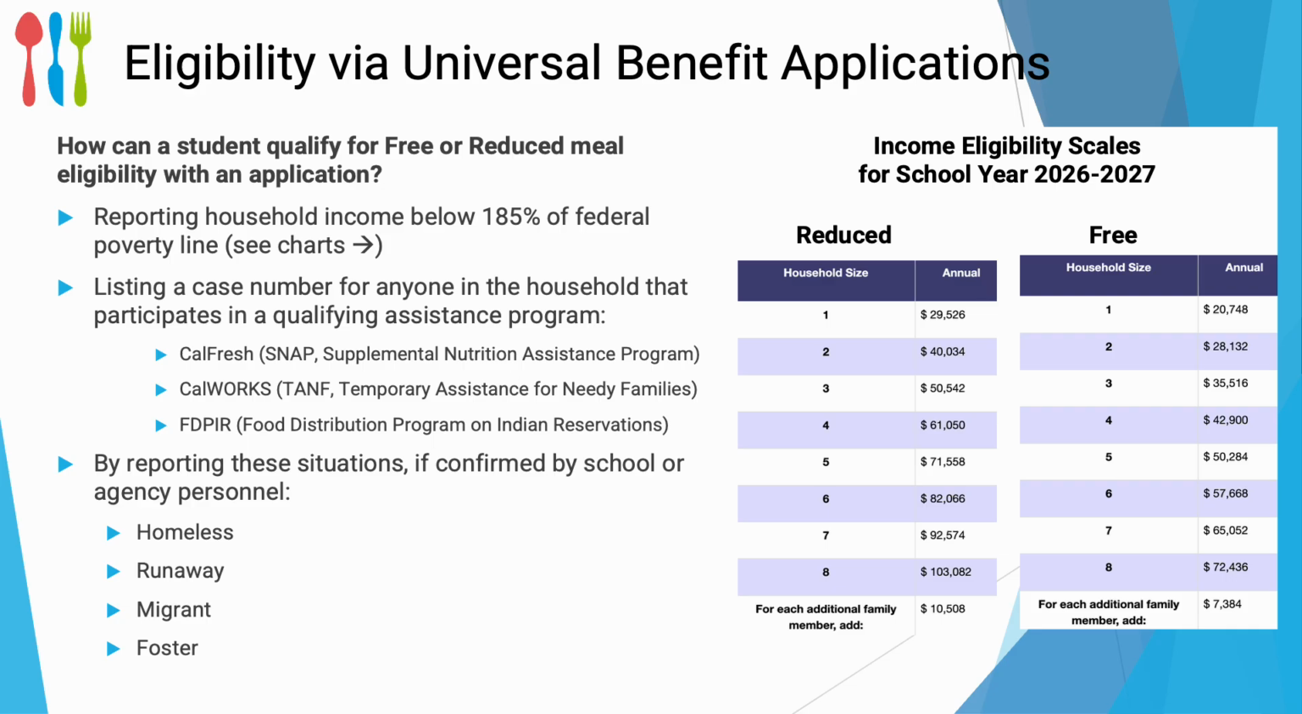In addition to that, if a family lists a case number for anyone in the household participating in a qualifying assistance program like CalFresh or CalWORKs, then that would also qualify them. And then if they report situations like homelessness, runaway, migrant, and foster, those situations would not automatically qualify them. That would have to be confirmed by a school or agency personnel, but they can mark those things on the universal meal application.